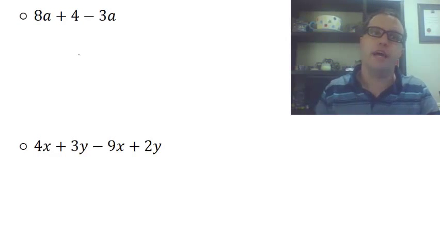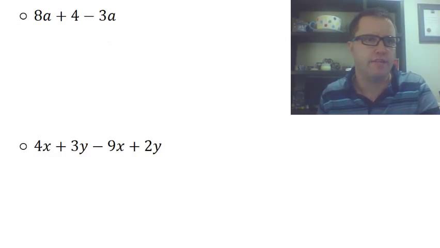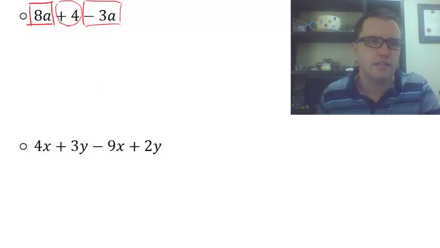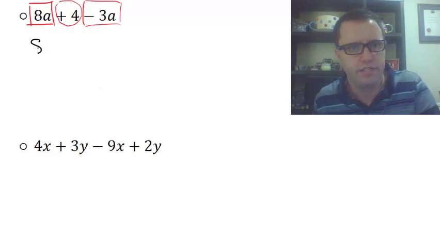Right. Let's move down here. Next, 8a plus 4 minus 3a. Okay, so let's box these up. There's something with an A. This next one doesn't have anything, so I'm going to give it a circle. Here's another one with an A. Okay, let's rearrange this stuff so we can work with it easier.